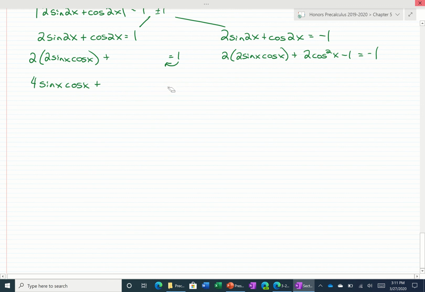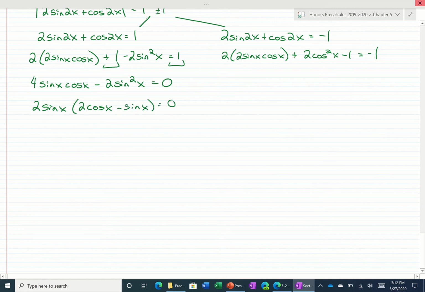I got into a little bit of a dead end there, but if I use 1 minus 2 sine squared of x, you could see the benefit of that is once you get these terms together, they actually equal 0. And now I could go ahead and factor out a 2 sine of x, and I'm left with 2 cosine of x minus sine of x equals 0. So when is 2 sine of x 0? Or when is sine of x 0? Right here and right here, when x is 0 degrees and when x is 180.